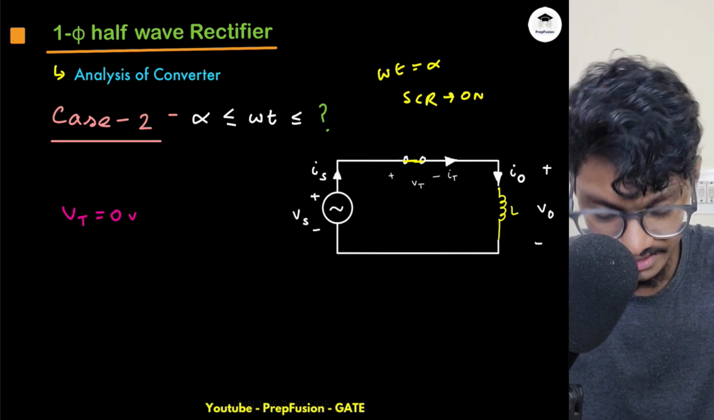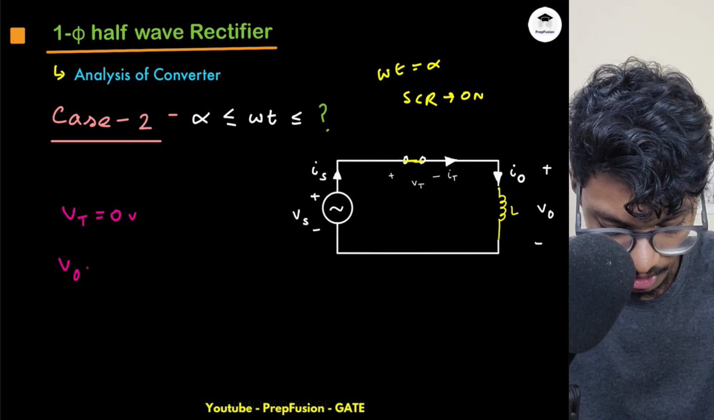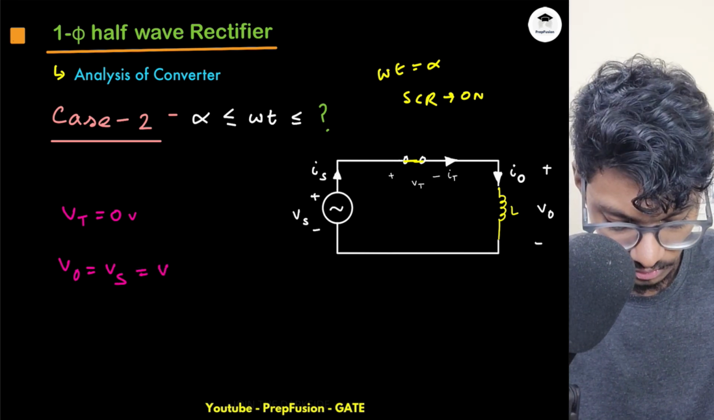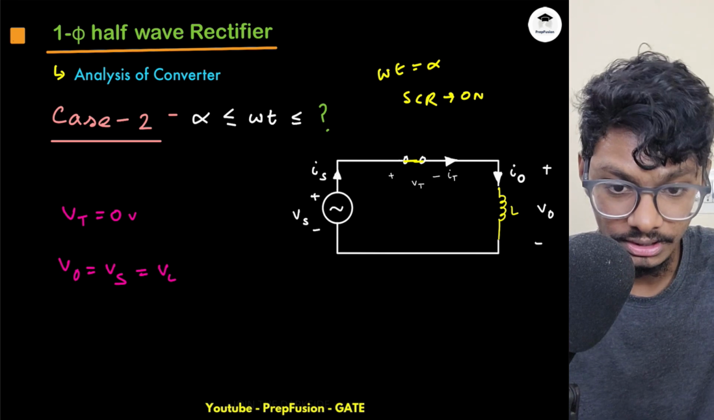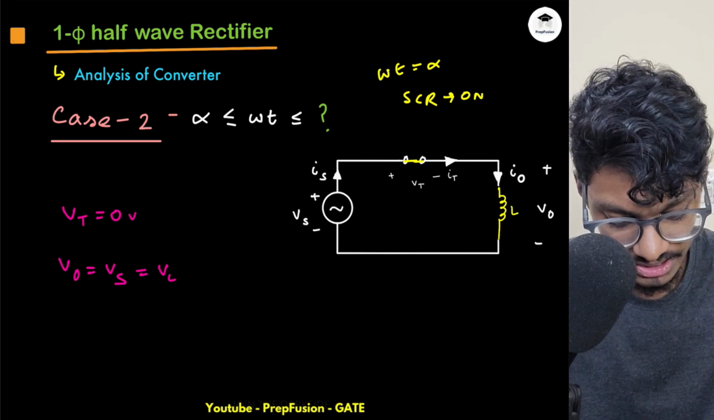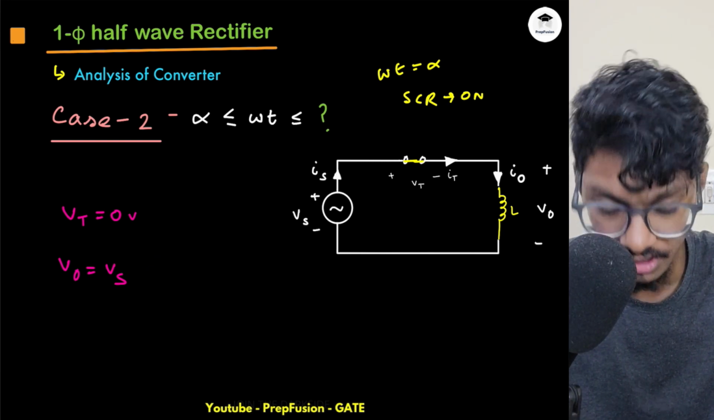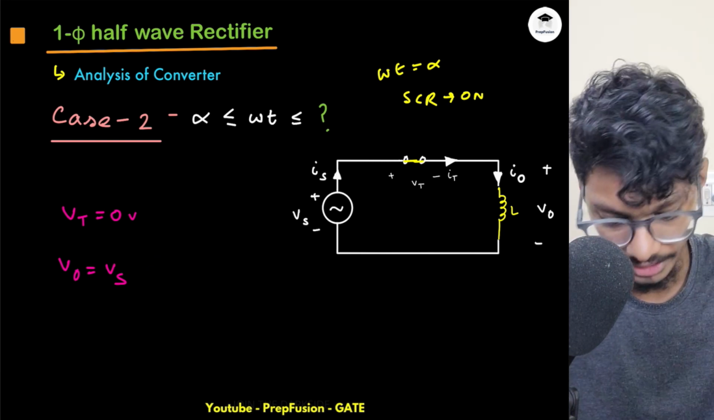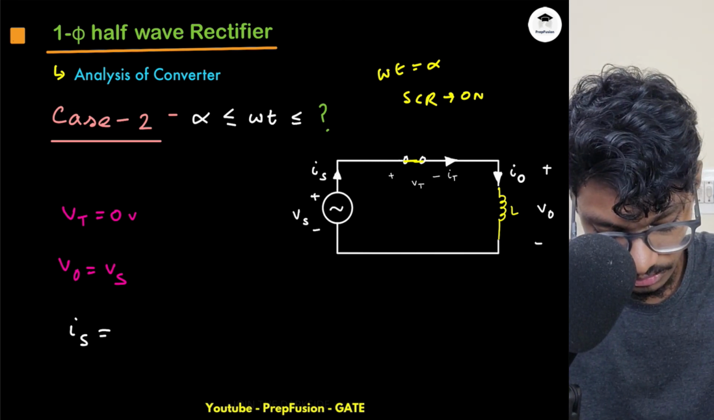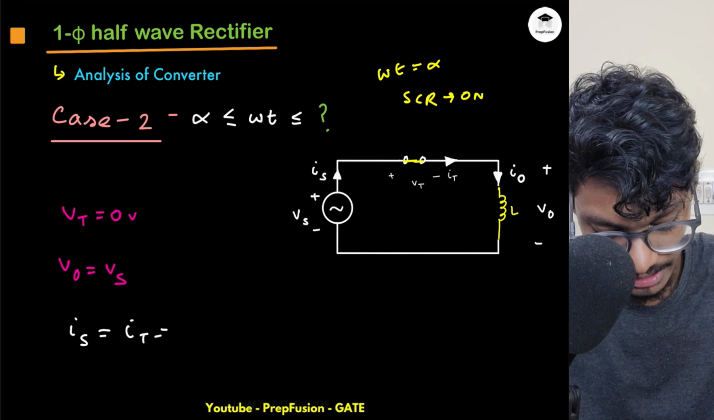Now as VT is 0 volts, my output voltage VO will be equal to simply VS. So my VL also equals VS. The important point is VL will actually change now. VL will not depend on the supply, VL will depend on the source. Why? I will explain. What is my IS? IS equals IT equals the inductor current.